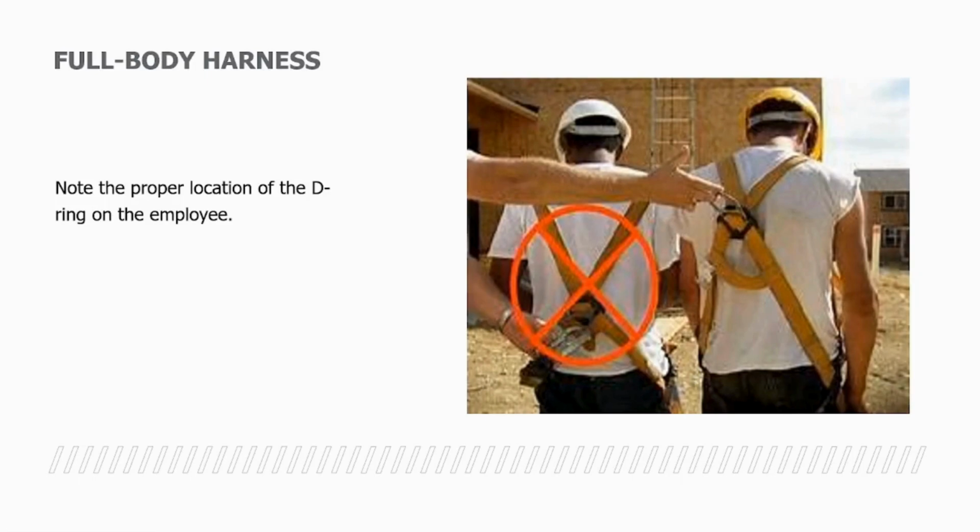The full body harness, note the proper location of the D-ring on the employee. It is very, very important to make sure that D-ring is positioned between the middle of the shoulder blades, just as you see in the picture illustrated on the screen. If you get it too far down, lower towards the waist area, if the person happens to fall, they're going to fold in half, essentially. So once again, make sure that D-ring is positioned correctly for that particular employee who's going to be wearing that full body harness.